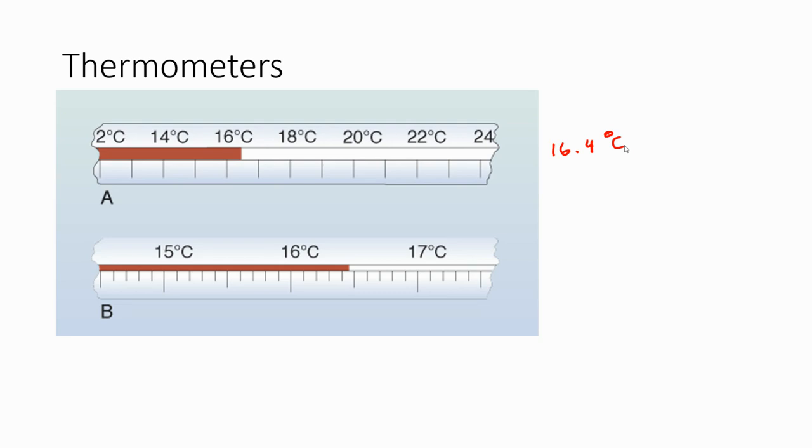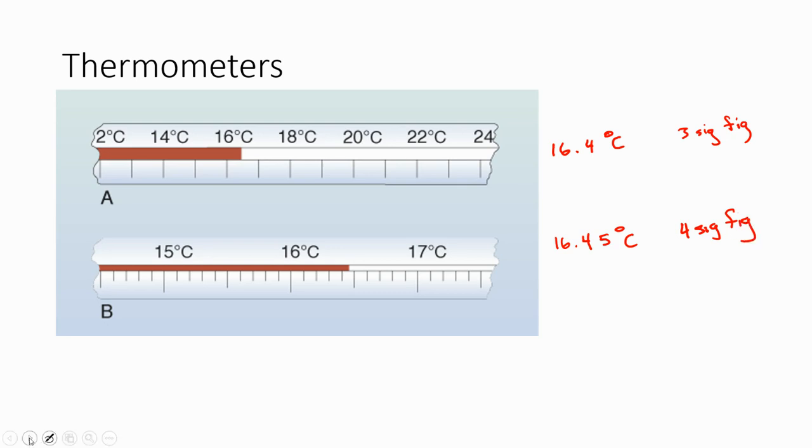The bottom thermometer is better. There is a mark for every tenth of a degree. I know that this temperature is between 16.4 and 16.5. So I'm already confident in saying 16.4, but now I have to make a guess. It looks like it's about halfway through. So it would be 16.45 degrees Celsius. So this is a 3 significant digit measurement, and this has 4 significant digits. It's a higher quality instrument.